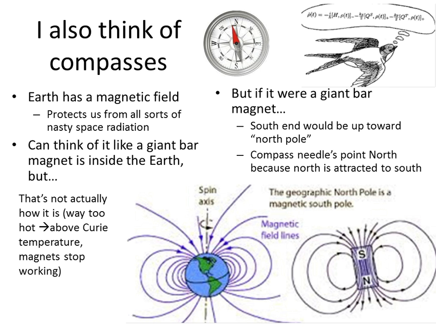So we would still call this magnetic north, but we would realize in terms of physics, it would actually be a south pole up there that would allow attraction to the north.